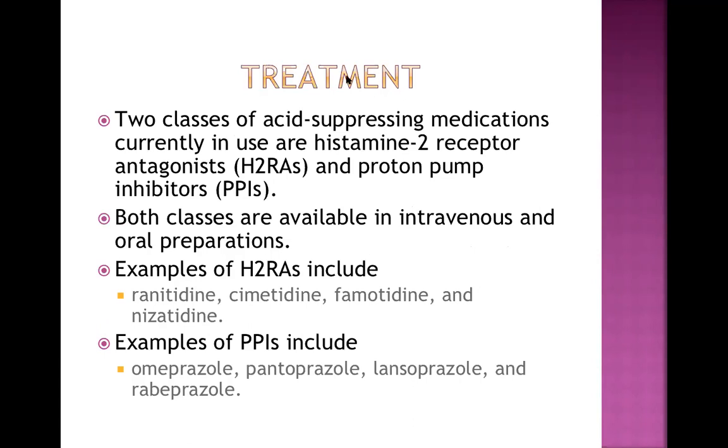Now, after knowing this principle, let's talk about what the drugs are. Two classes of acid suppressing medicines are currently in use. They are H2 receptor antagonists or blockers and PPIs, that means proton pump inhibitors. These are available in oral as well as IV preparations. And the common examples, every student knows this from the pharmacology lectures: ranitidine, cimetidine, famotidine, nizatidine, all very commonly used drugs. And PPIs, even more commonly used these days: omeprazole, pantoprazole, lansoprazole, rabeprazole. So many new drugs are still coming.